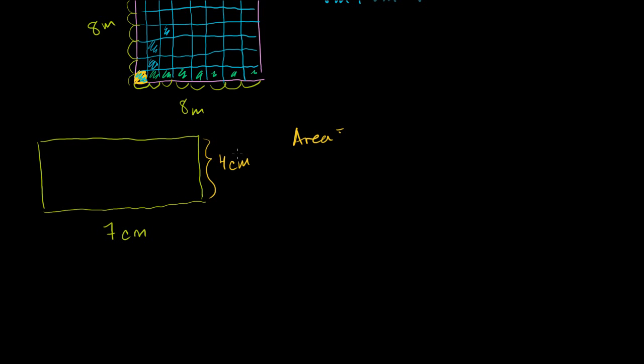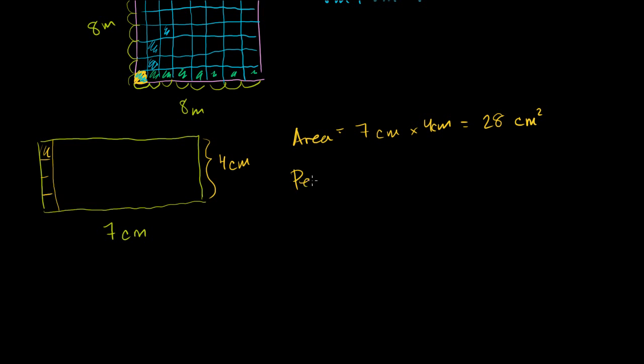It's going to be 7 times 4 centimeters. 7 centimeters times 4 centimeters. Remember, we could draw 7 rows, right? And each of them is going to have 4 square centimeters. So if you were to count them all out, you'd have 7 times 4 square centimeters. So it's equal to 28 centimeters squared, or squared centimeters.